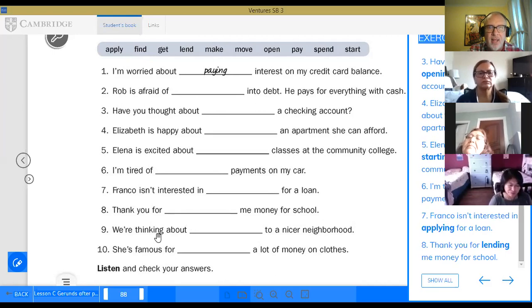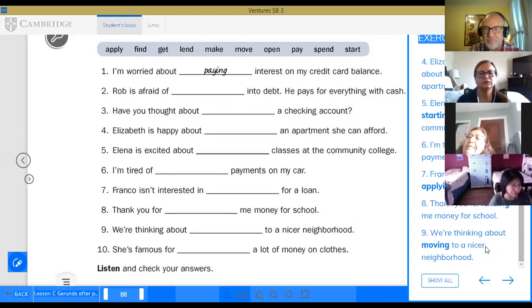Here's think about again. Thinking about to a nicer neighborhood. Moving. Good. Thinking about moving to a new neighborhood. Excellent. All right. And number 10, she's famous for spending a lot of money on clothes. Spending.